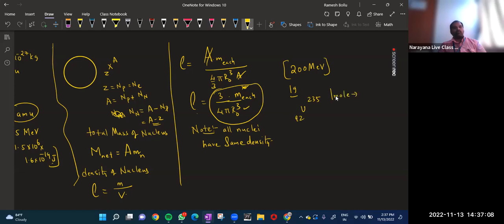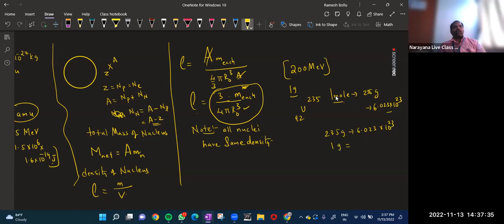One mole concept, you know, no? One mole means what? One mole means 235 grams is there, no? One mole containing how many nuclei? 6.023 into 10 power 23. Correct or not? How many nuclei are there? So 235 grams containing 6.023 into 10 power 23 nuclei are there.